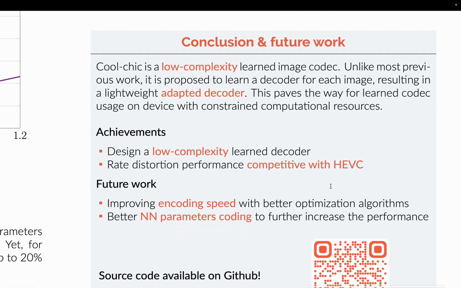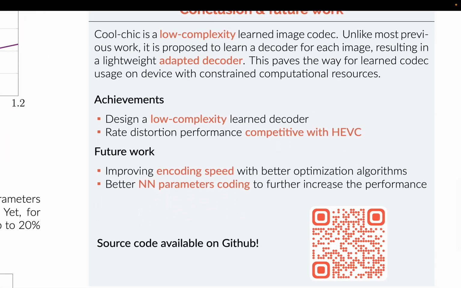In the end, this paper presents a low complexity learned image codec which, unlike previous work, learns one decoder for each image to compress, and this results in a lightweight adapted decoder. Since it is both low complexity and quite performant in a rate distortion sense, this paves the way for learned codec usage on devices with constrained computational resources.